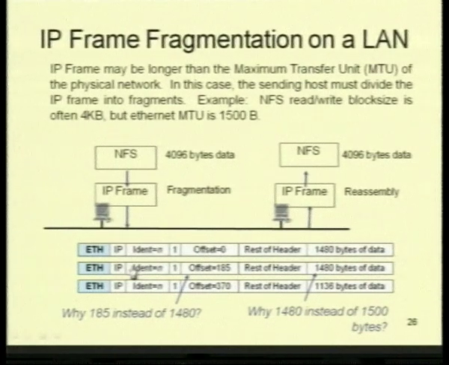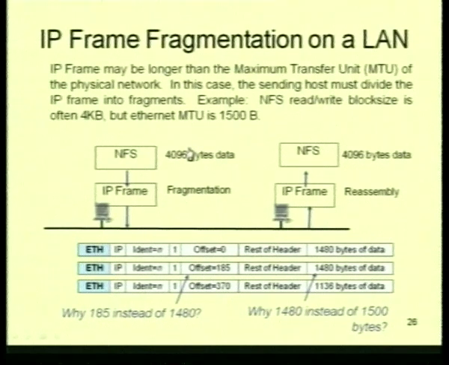Similarly, in the next fragment the more fragments bit will be set to 1, the identification number remains the same, and the offset value is set to 185. The rest of the header is copied as it is from the original IP packet. Again 1480 bytes of data are carried here. Of the 4096 bytes of data that we have, 1480 and 1480 have been carried in the first two fragments. So the remaining 1136 bytes of data is carried in the last fragment.